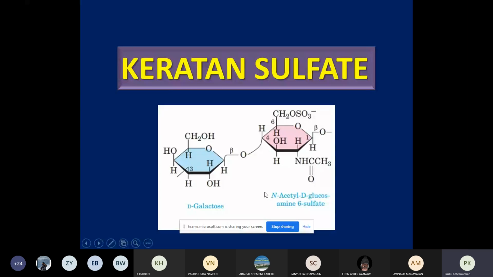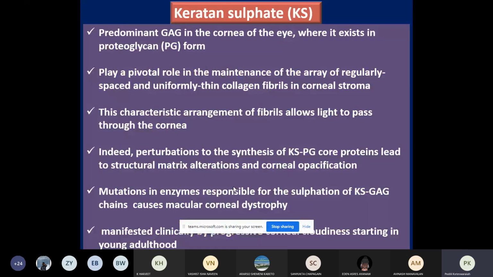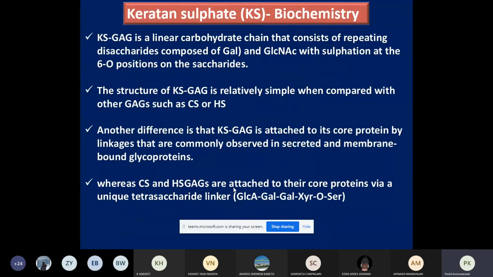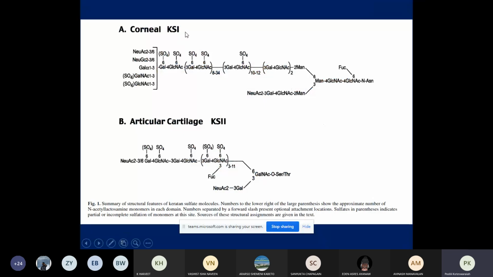Keratan sulfate does not have uronic acid, and it is present in the cartilage, bone, and the cornea, and also in a variety of horny structures like hair, hooves, nails, and so on. Keratan sulfate is classified into two types: keratan sulfate 1 and keratan sulfate 2. Keratan sulfate 1 is mainly responsible for corneal transparency, whereas keratan sulfate 2 is mainly present in the loose connective tissues.